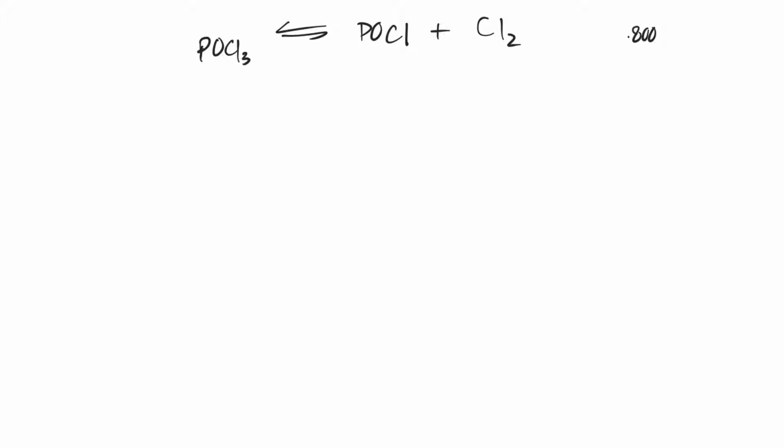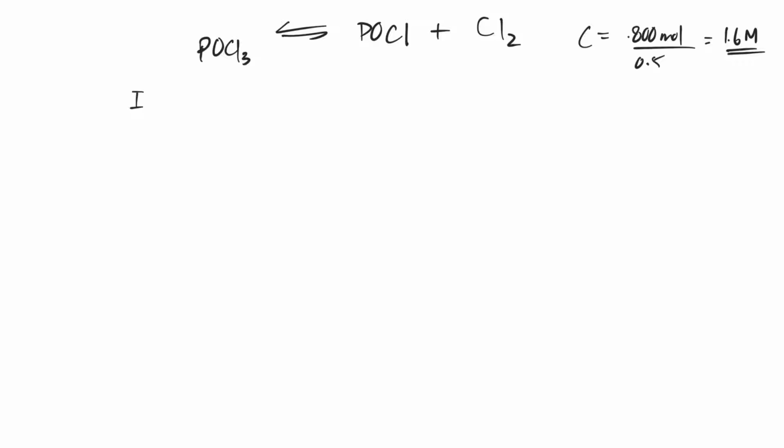Alright, in this video we're using an ice table to figure out the equilibrium constant. They give us this equation, and then they say they've got 0.800 moles of POCl3 enclosed in a 0.5 liter vessel. So the concentration is going to be equal to moles over the volume, 0.5. When you divide that, I think that comes out to 1.6 molar. So that's the initial concentration of the POCl3.